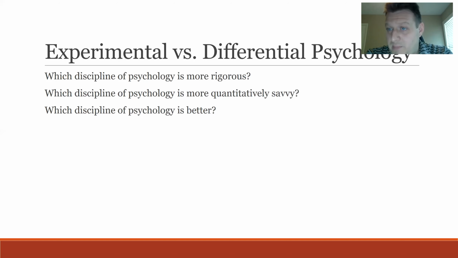And I've seen people on the opposite end. I've seen some people that argue, well, differential psychology is more statistically savvy. These individuals know mathematics better, and so they are better at doing psychology than the dumb experimentalist. And this isn't necessarily true either. What discipline works depends on the kind of research study that we want to conduct.